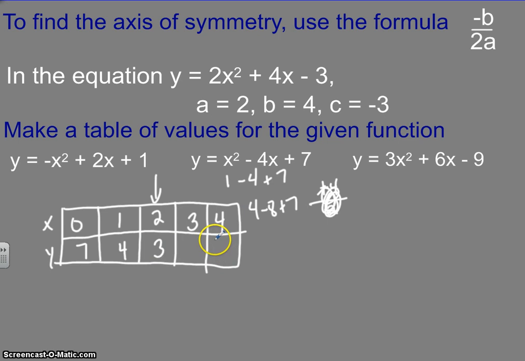Okay? Now, what's happening? This is the middle term, right? The axis of symmetry. So these values are getting smaller. It hits this because it's a minimum value. They start going back up again. Well, from 3 it goes back to 4, and then 7. And there's my table. Okay? Made a table of values.